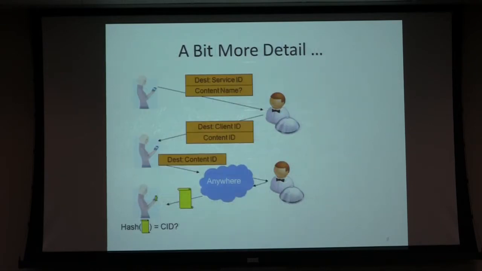I have a question. So, yes? Yeah, so how does Jane know the hash of the content is in the packet?